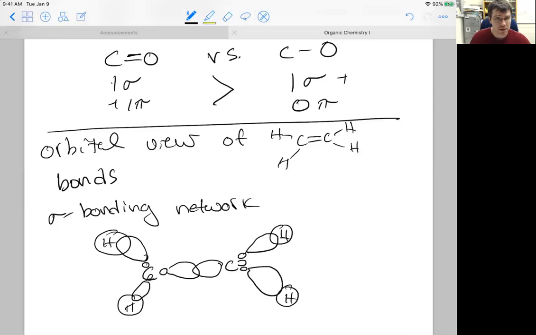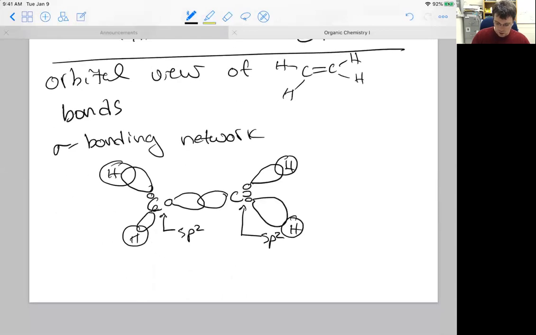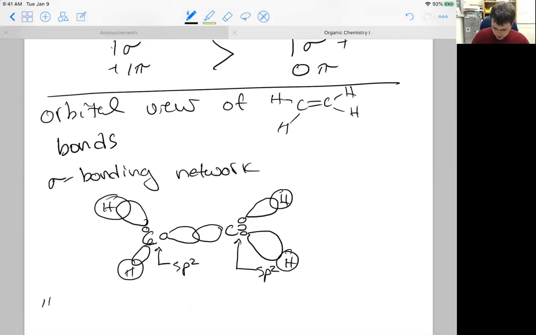Now, what do we notice about this? Well, if you recall, anytime we have 3 things attached to a central atom, not the number of bonds, but the number of things, where things are atoms or lone pairs, then we count those things, and if they're 3, then we need sp2 hybridized orbitals to form our sigma bonding network. Okay, now what about the pi bonding network?